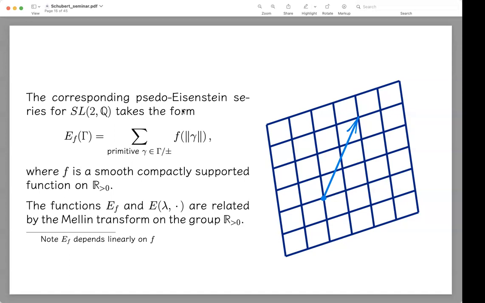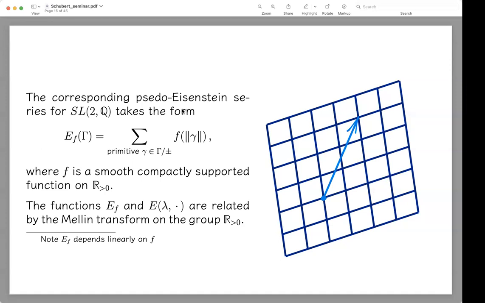The powers are the characters of that group. And then generally we have a function on a group, and you want to decompose it into the characters. There's a general Fourier transform, which for the multiplicative group of positive real numbers is usually called the Mellin transform.